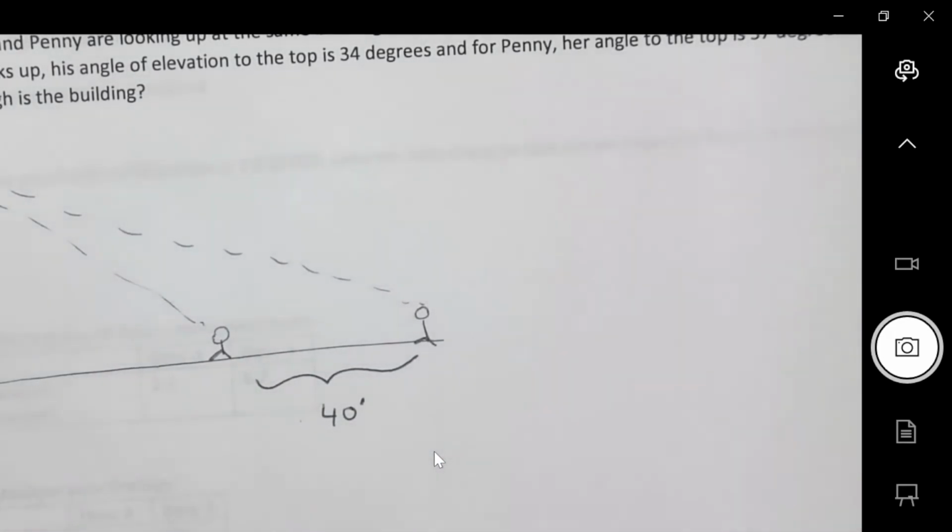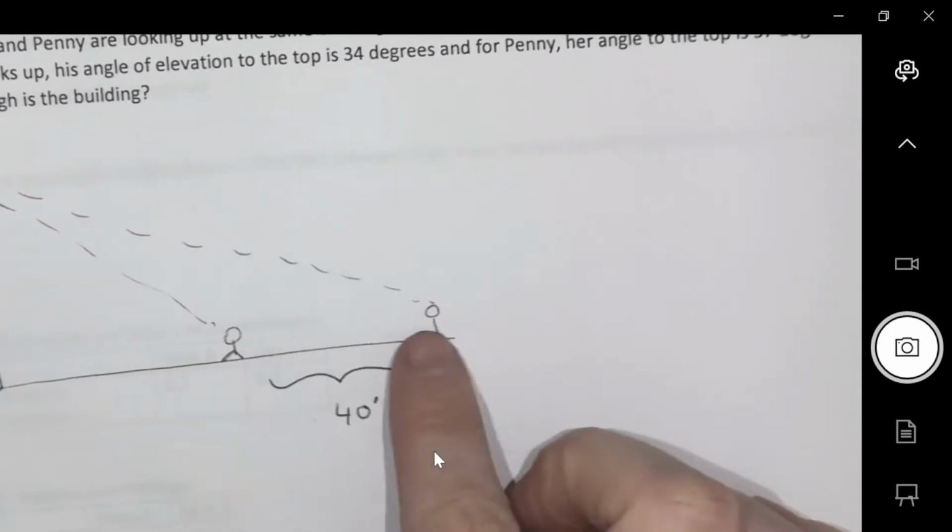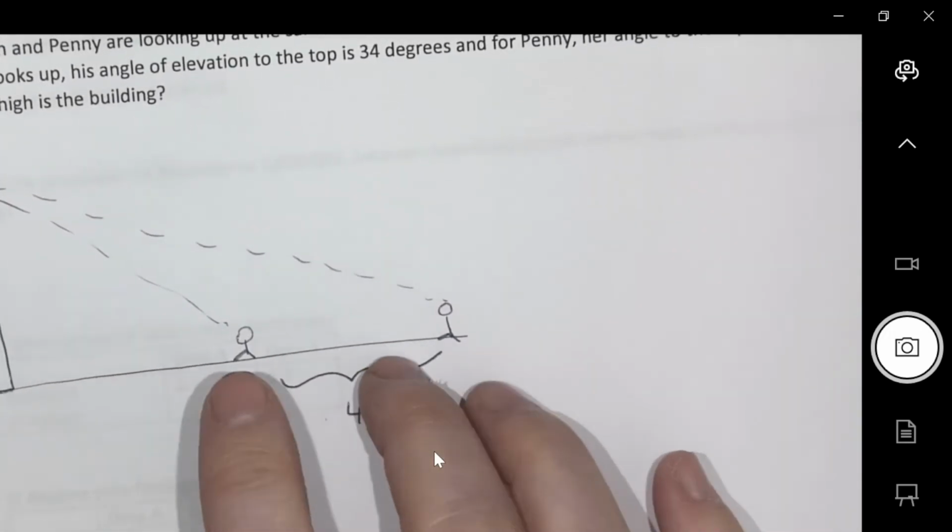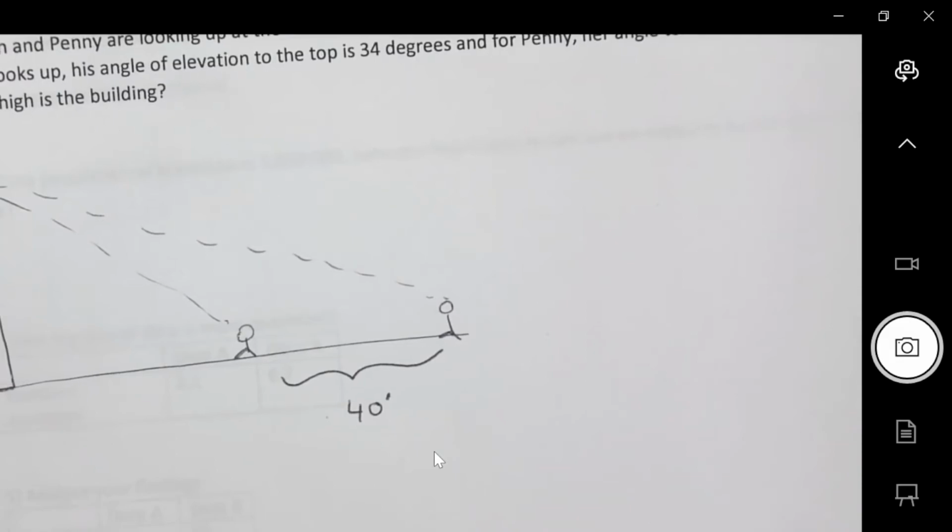When Dan looks up and he tilts his head, it's a 34-degree angle, and when Penny looks up, it's a 37-degree angle. Okay, which placement are you going to have the 34 and the 37? Think about what happens when you walk closer to a building. Think about the angle. Does it get higher or lower? Looking at me right now, I'm looking up at the corner of the wall and ceiling. So what happens when I move closer? What happens to my angle?